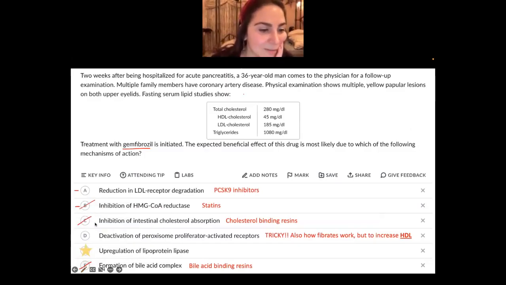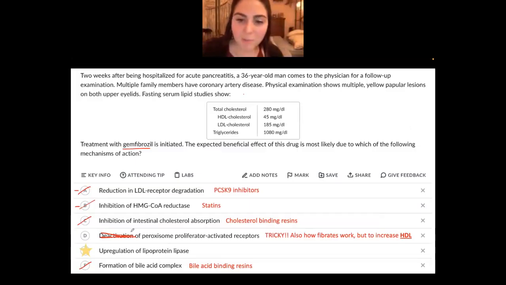D, I actually thought this was kind of tricky, so I'm going to uncross it off. But then we'll go down to F. So F, formation of your bile acid complex. This is your bile acid binding resins, which it's not doing. You crossed that one off pretty early on as well. So I thought this was tricky because remember, fibrates increase LPL because they're really good at breaking down triglycerides. Two, they upregulate PPAR alpha. And PPAR alpha, so deactivation of, well, I think I read that too fast because they upregulate PPAR, not deactivate. But in general, I still think that's tricky because fibrates don't work to deactivate.